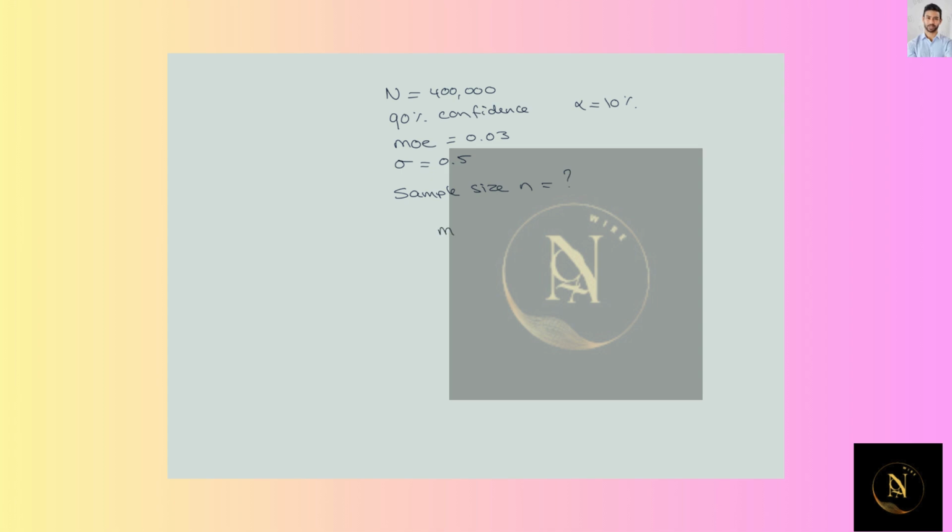So the margin of error is equal to z alpha over 2 times sigma over the square root of n. If we want to solve this for n, we multiply both sides by the square root of n and divide both sides by the margin of error. That gives me the equation the square root of n is equal to z alpha over 2 times sigma over the margin of error. But I want n, so that is going to be everything squared.